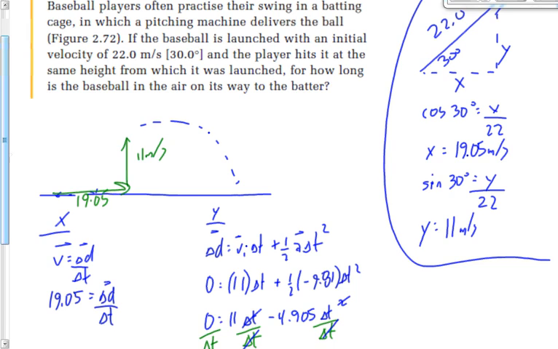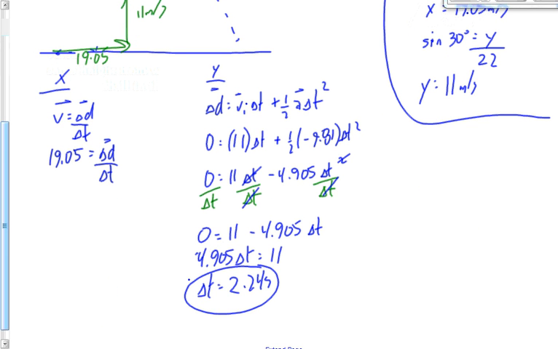Yeah, done. 2.24 seconds. What if we had been asked for how far does it travel? Oh, we could have put it back into here and solved for delta d for the x component, right? We just weren't asked to find that. Once again, did the x component matter? No. Does it matter that you've just invested 30 seconds of your life into that, getting the x component? Not really. Is that okay?